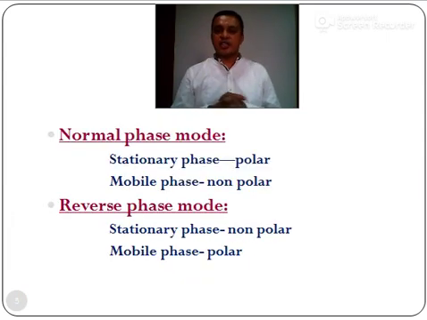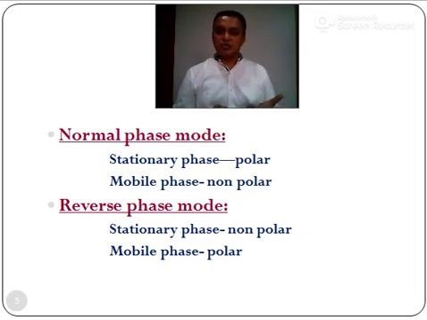Two types of HPLC mode are used here: normal phase mode and reverse phase mode. In normal phase mode, the stationary phase is polar and the mobile phase is non-polar. In reverse phase mode, the stationary phase is non-polar and the mobile phase is polar. So what happens here? In reverse phase mode, the mobile phase is polar, so polar compounds are eluted out first, and non-polar compounds remain in the stationary phase because they have more affinity towards the stationary phase. So polar compounds are separated out first.